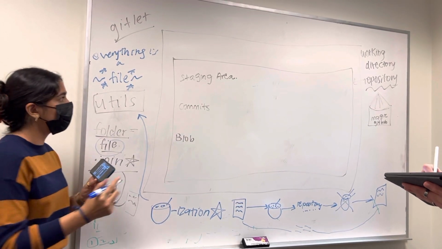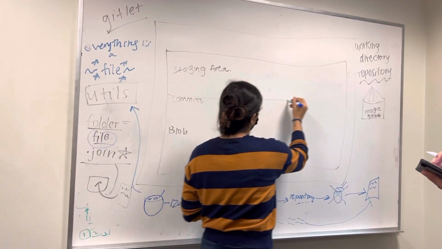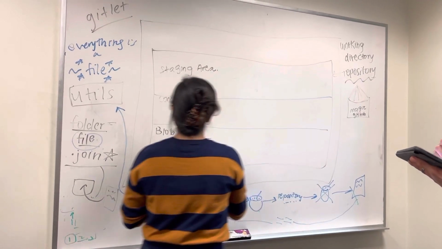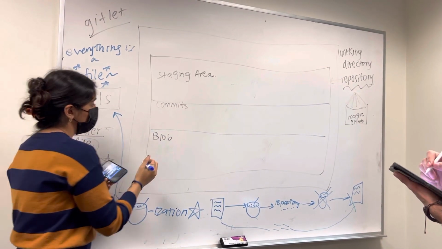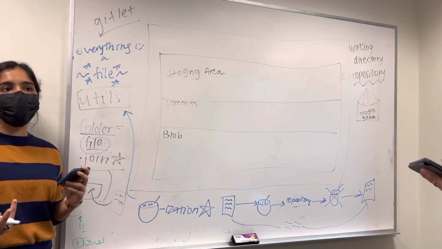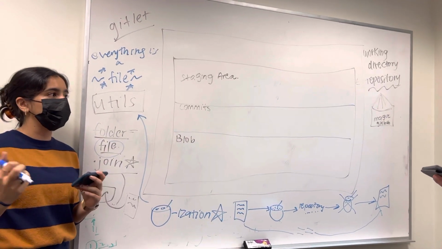So now I'm going to start with the basics of what's going to be in our repository. So we have our staging area, we have our commits, and we have our blobs. Let's ignore this for now. Let's start with the commits, right? What's the first thing you do when you make a repository?